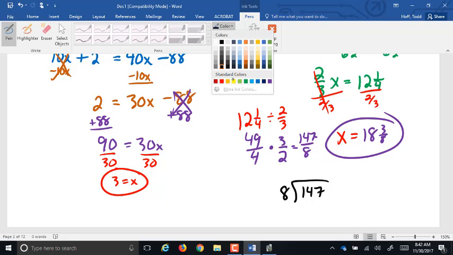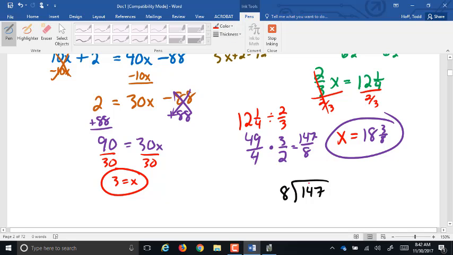Yeah, 147 divided by 8. 8 goes into 14 once. Bring down the 7. That goes in there 8. That's 64. There's 3/8 left.